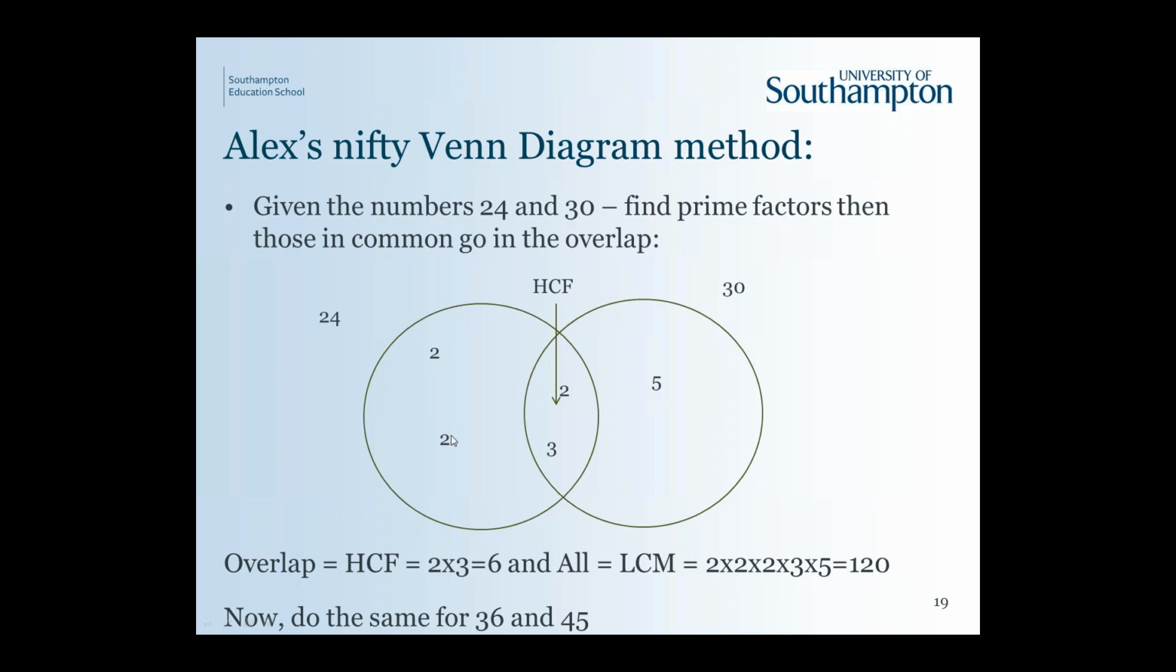And if you multiply all of the bits together, 2 times 2 times 2 times 3 times 5, you get the lowest common multiple. So it's really nice and clear because the students don't have these two repeated. So they're not going to get a multiple that is not the lowest one.